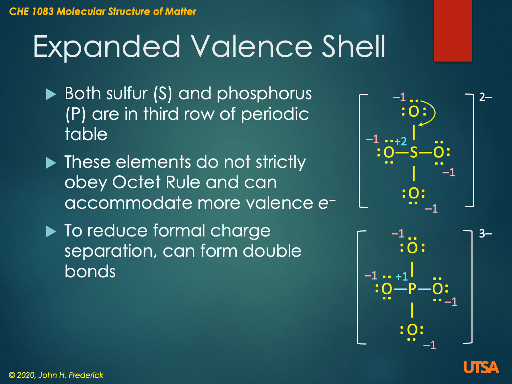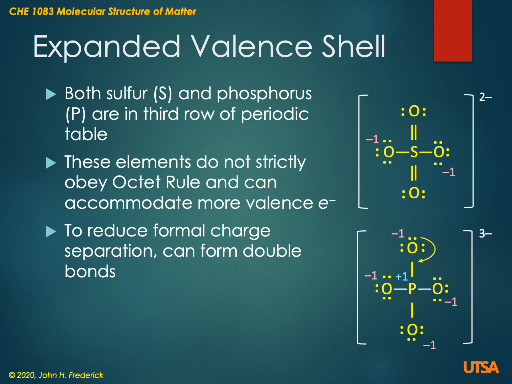So what that looks like in the sulfate ion is we might form extra double bonds at the top and the bottom. And this would result in a structure that looks like this, where now we only have 2 atoms with formal charge, and all the others have 0 formal charge, and all the oxygens obey the octet rule, but sulfur has an expanded valence shell.